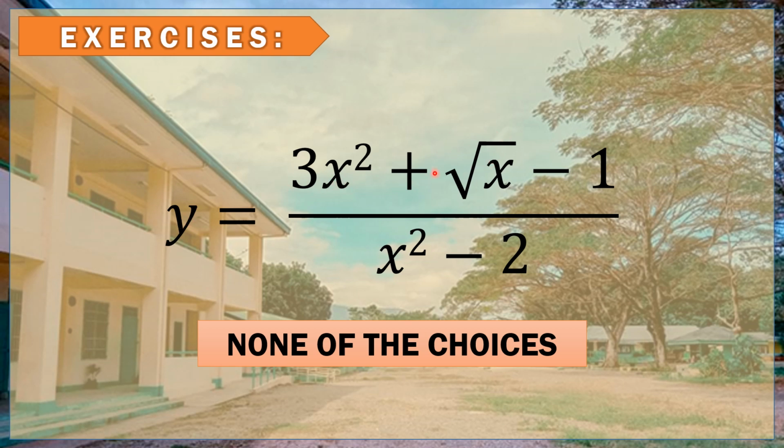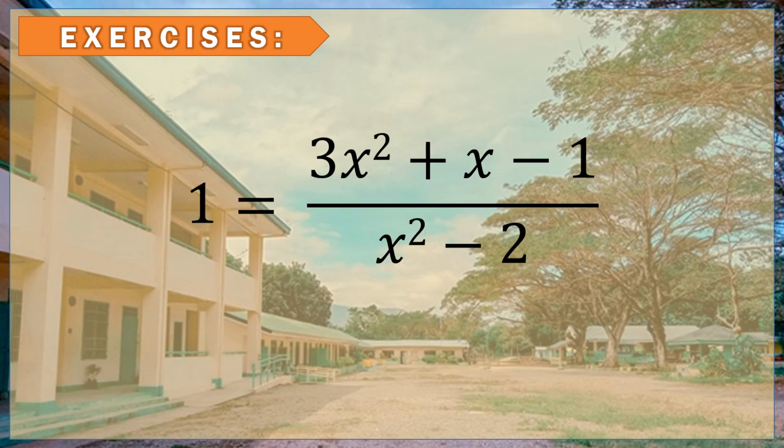Kasi po, there is a radical sign here. Etong nasa right side natin na to, ito po ay hindi rational expression because there is a radical sign. So, kaya none of the choices. Hindi siya rational function, hindi siya rational equation, hindi rin siya rational inequality. Okay? Okay, so those are the different examples of rational function, equations, and inequalities.